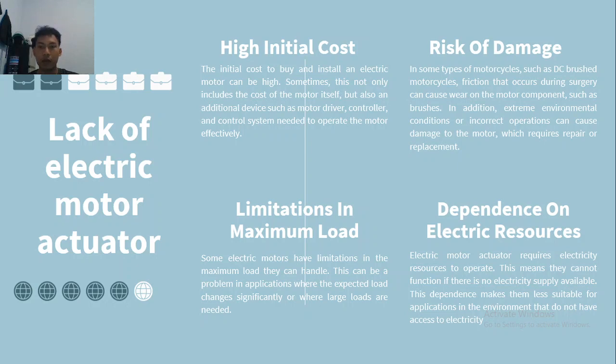Number four, dependence on electric resource. Electric motor actuators require an electricity source to operate. This means they cannot function if there is no electricity supply available. This dependence makes them less suitable for applications in environments that do not have access to electricity.